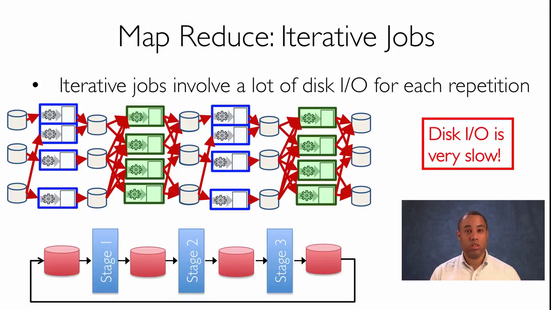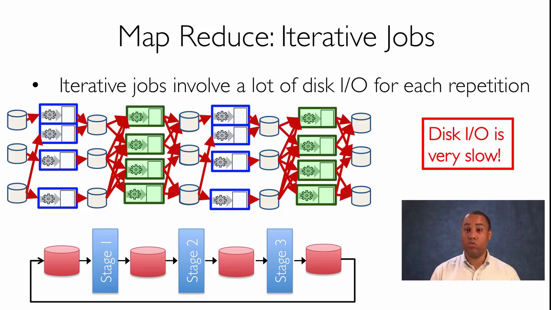As a result, if we have an iterative job, so here a job that has 3 stages and we're just repeating that, so we do stage 1, stage 2, stage 3, then repeat stage 1 again, then there will be a lot of disk I/O operations for each repetition. You can see this in the figure above, the stage 1, stage 2, stage 3 diagram.